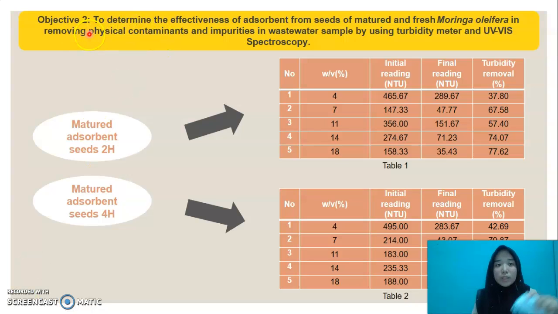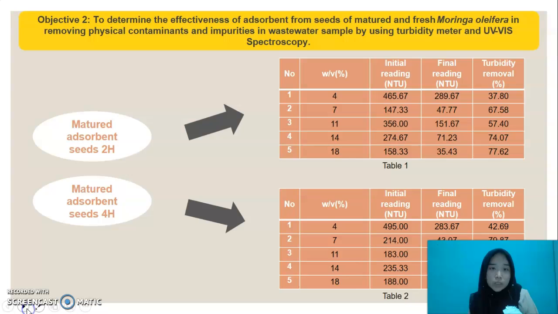This is the objective 2. The result for objective 2, which is to determine the effectiveness using a turbidity meter. This is the table for mature adsorbent seeds for 2 hour impregnation time, and this is the mature adsorbent seeds for 4 hour impregnation time. You can see here that the higher the ratio of the seeds and sulfuric acid, the higher the turbidity removal.